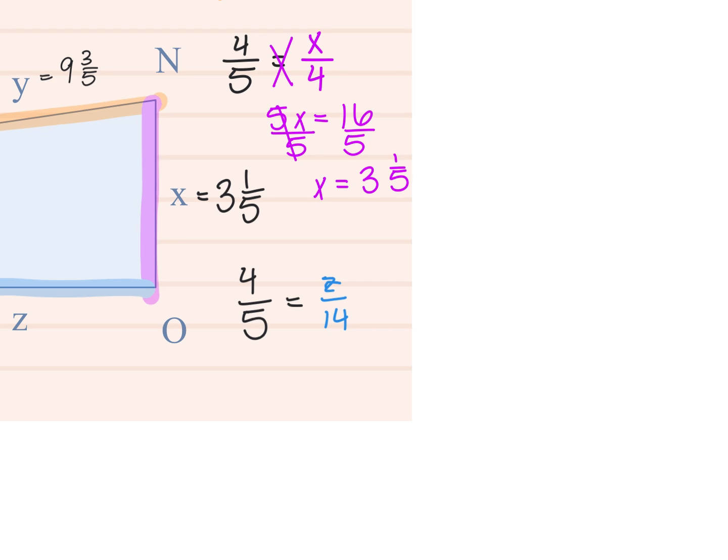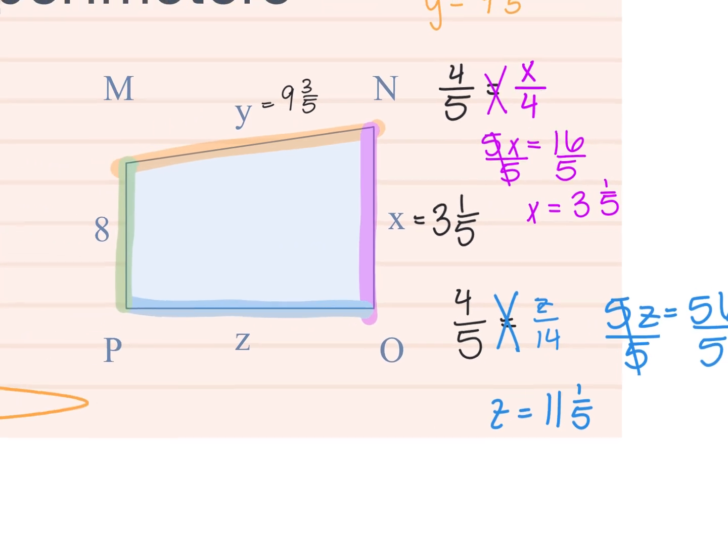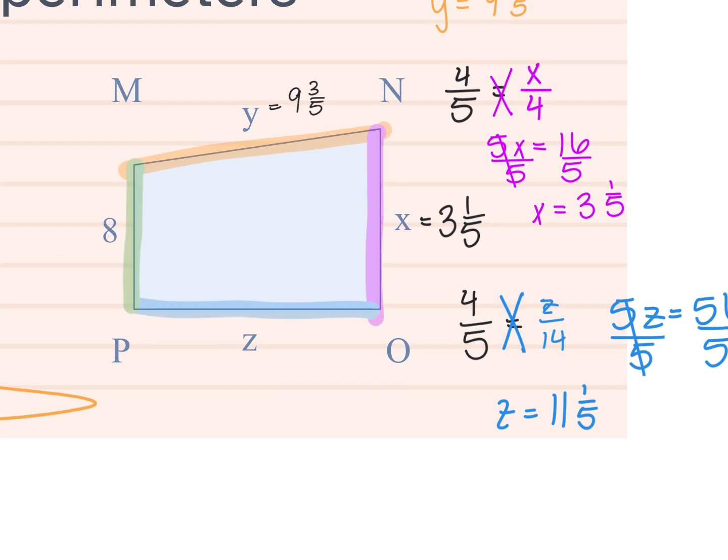Then cross multiply and divide like I did for the other ones. So I'm going to get 5z equals 56. Divide both sides by 5. And z equals 11 and 1/5. Again, if you want to change it to a decimal, make sure you round to the nearest tenth. And I believe it's the same thing on your big ideas homework. So round to the nearest tenth.